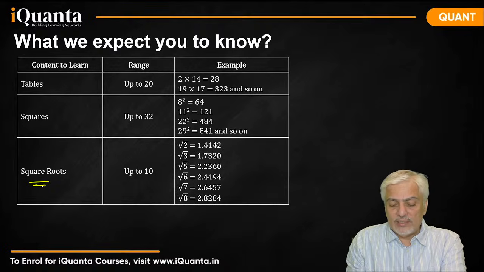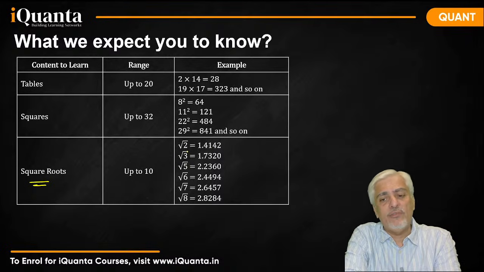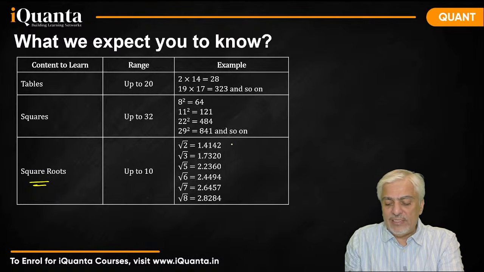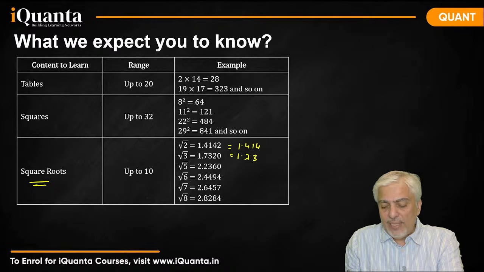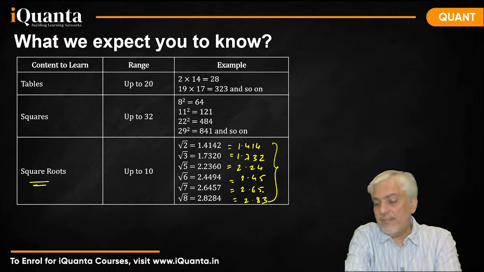Square roots. Okay, I don't want you to know so many decimals. 2 decimals are more than enough. Root 2, 1.414. Root 3, 1.732. Yahan pe you can know 3 decimals, good. Uske baad even if you know 2 decimals, more than enough. So this is approximately 2.24. This is approximately 2.45. 2.65, 2.83. Know your squares, okay?